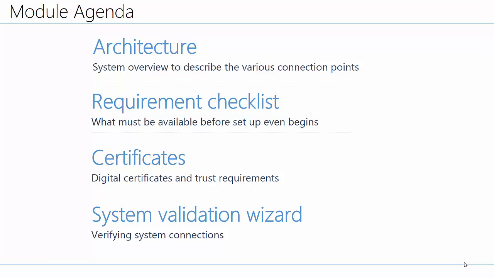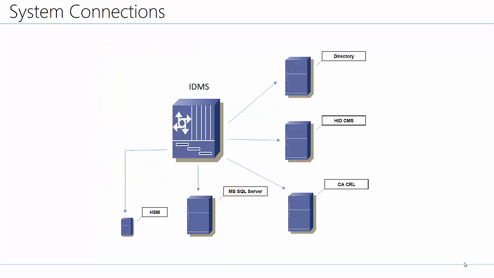We'll describe the architecture. This will help give you an overview of how the IDMS works with external systems. We'll go through a requirements checklist to show you exactly what's required before you even begin the installation. Next, we'll delve into certificates to describe what certificates are required, as well as how to ensure that these certificates are trusted on the IDMS system. And finally, we'll go through the system validation wizard as we step through each connection to verify the IDMS can connect to each external system.